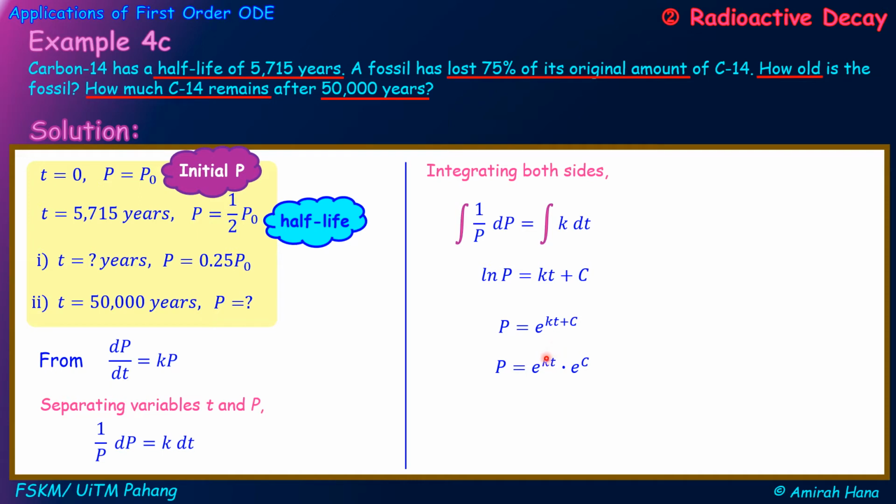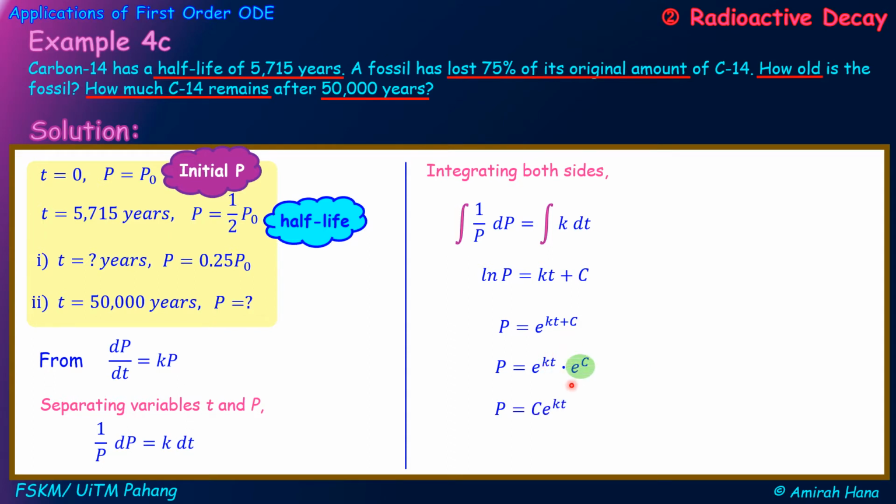We can separate to e to the power of kt times e to the power of C from this formula: a to the power of m times a to the power of n equals a to the power of m plus n. So now we have e to the power of kt times e to the power of C equals e to the power of kt plus C. We reverse this formula.